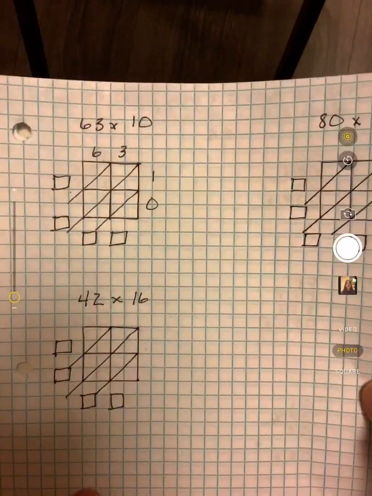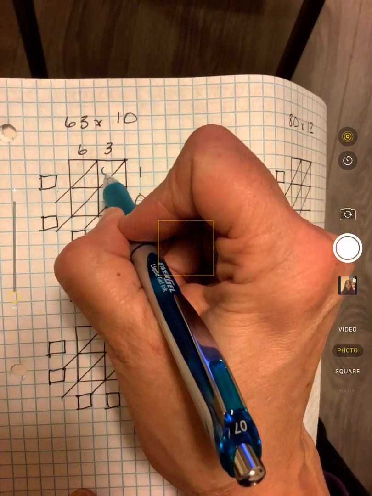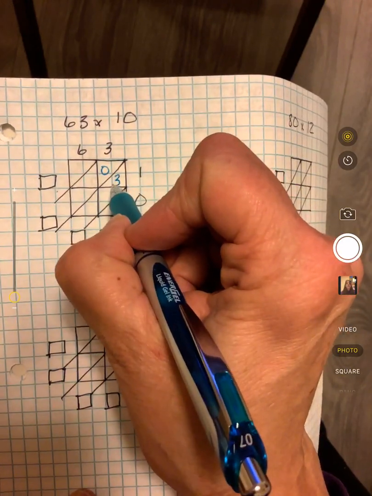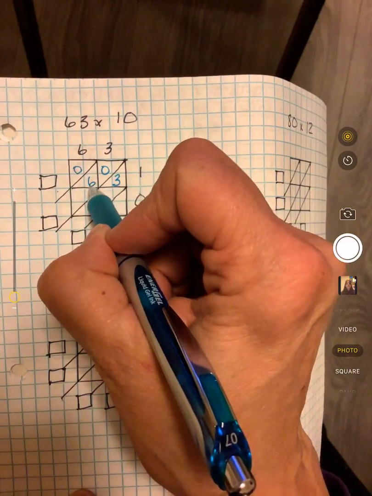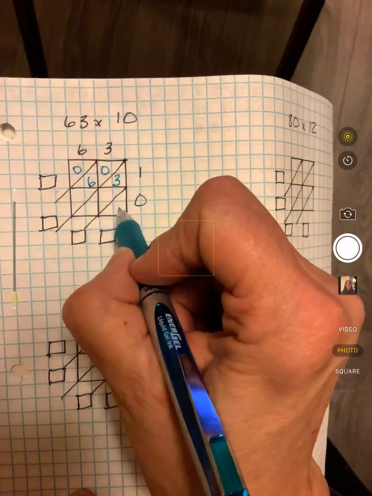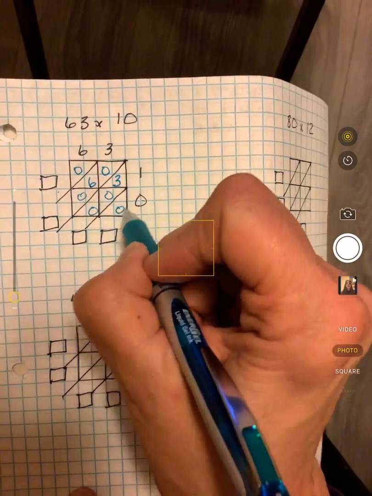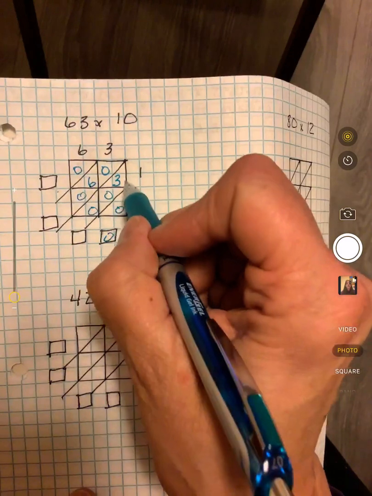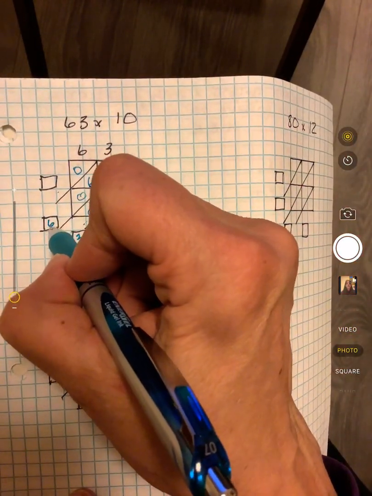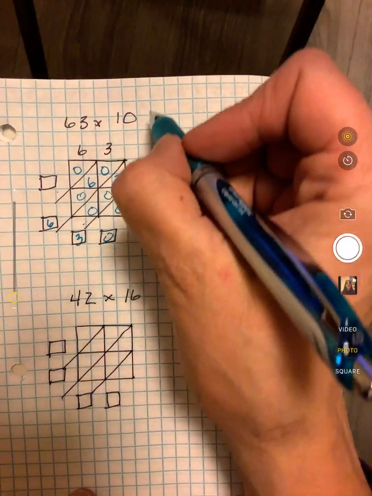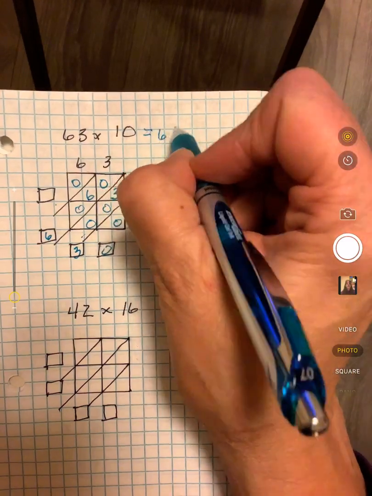3 more. Okay? So 1 times 3 is 3. So we put a 0 there and 3 down here. 1 times 6 is 6. 0 goes there, 6. 0 times 3, 0. 0 times 6, 0. So now I start adding. 0, 3, 6, and that would be a 0. So 63 times 10 equals 630.